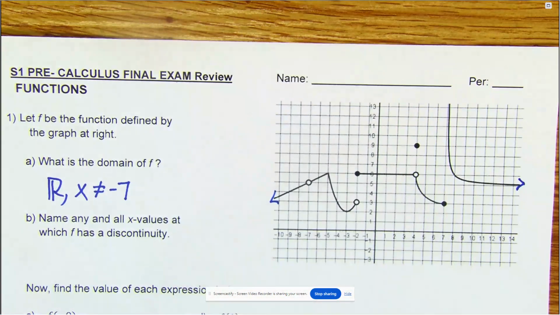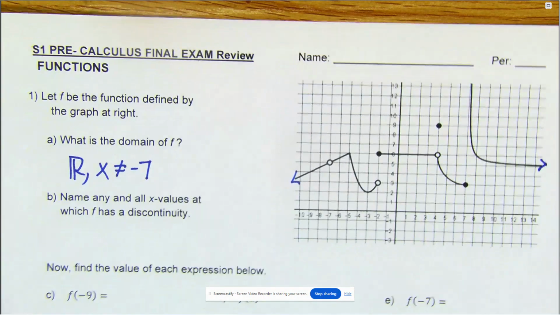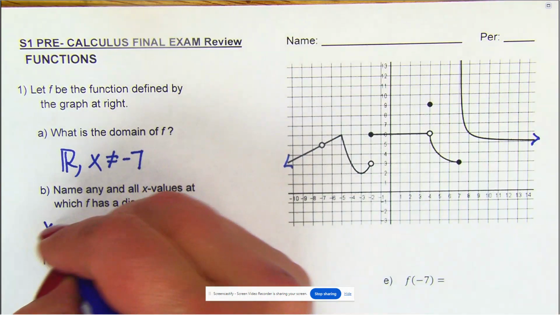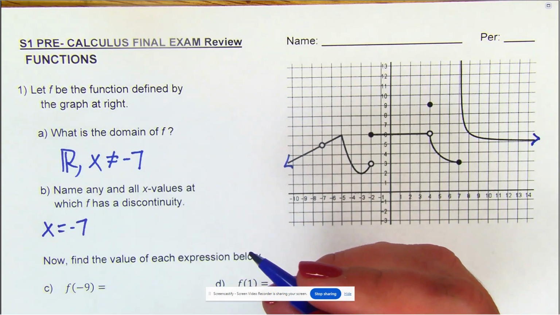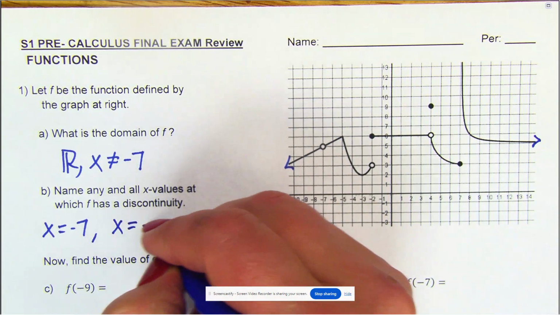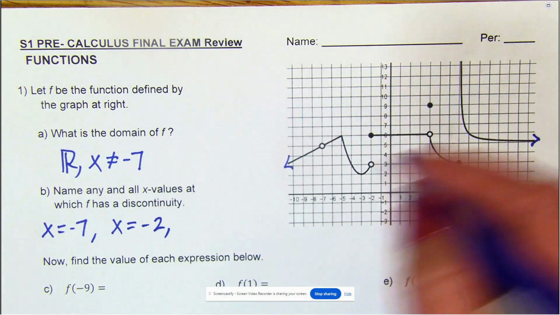Name any and all X values at which F has a discontinuity. So that's a break in the graph. So I have a break right here at negative 7. I have a break right here at X equals negative 2. And I have a break right here at X equals 4.